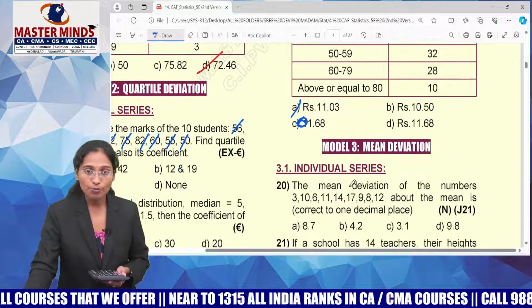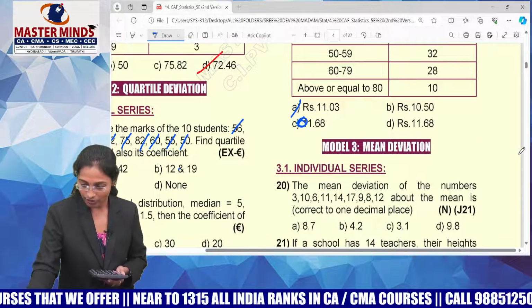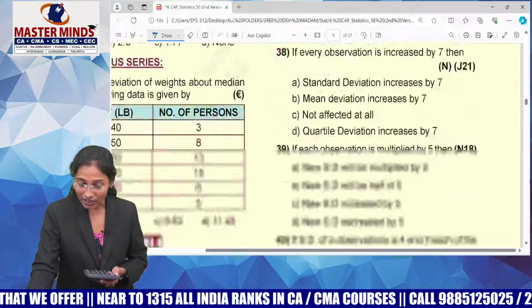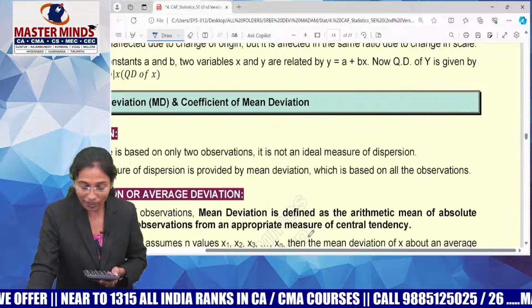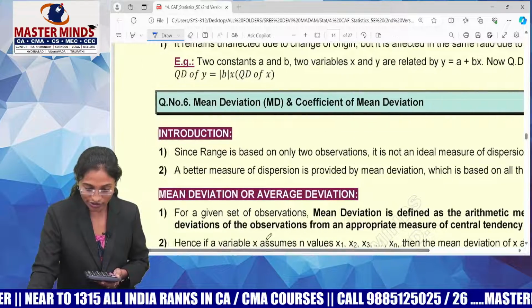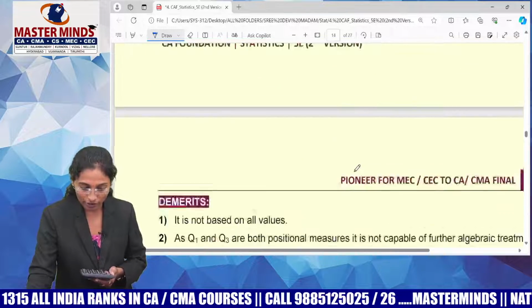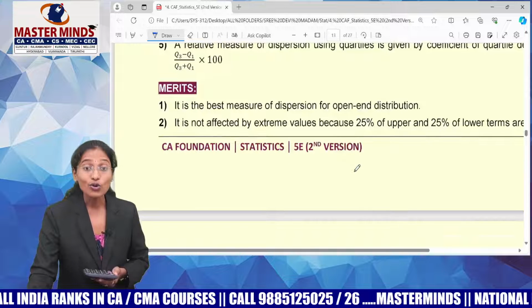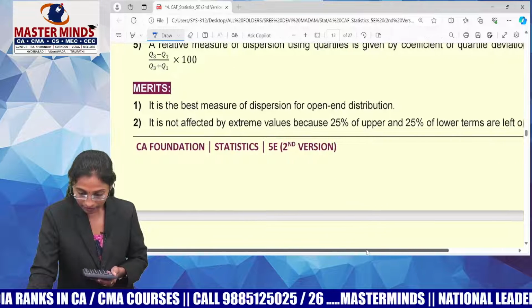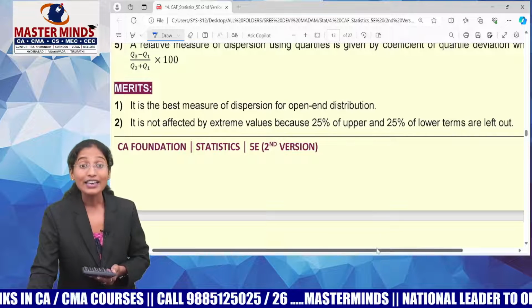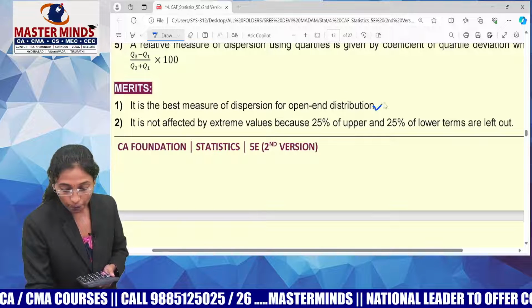Now let me tell you one thing. Quartile deviation is based upon how many observations, guys? All the observations? No, it is just based upon the middle 50% of the observations. Try to understand, it means it is also not based upon all the observations. But it is the best measure for open-ended distribution.